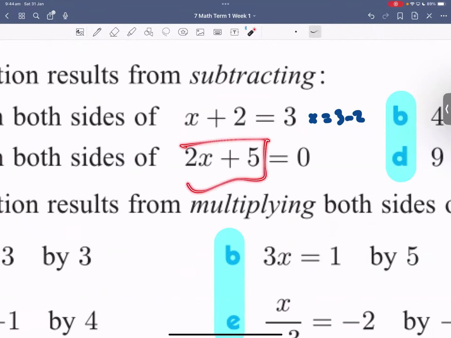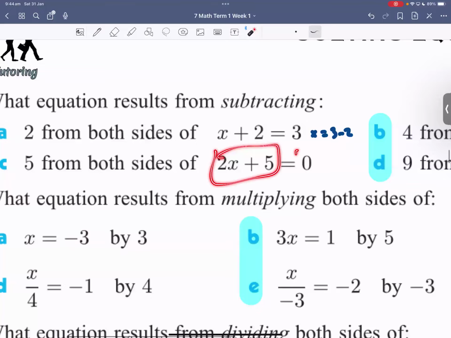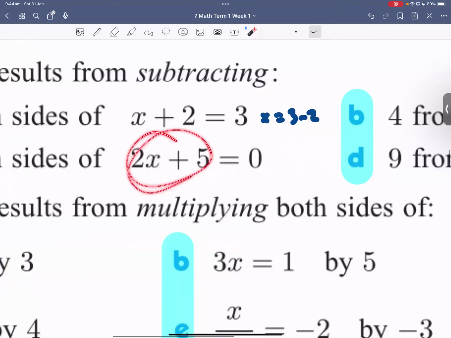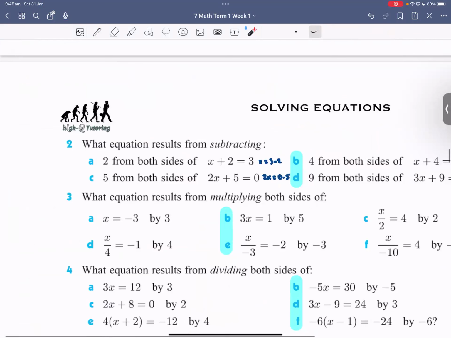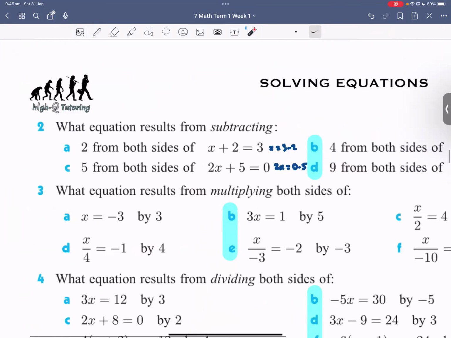What happens if you subtract 5 from both sides, here and here? What happens if you subtract 5 from here? What does that become? You get 2x. And if you subtract 5 from the other side, you get 0 take 5. And I'm sure a lot of kids have told me, oh yeah, I just bring the plus 5 to the other side anyway, and I write minus 5. So that's another way to think of it. Alrighty, cool. All right, question 3.